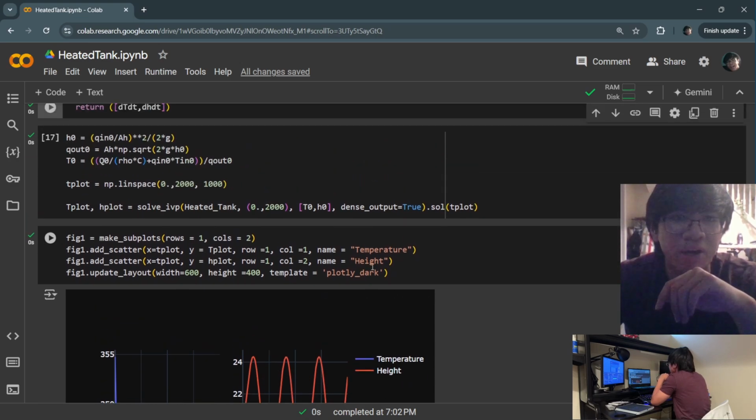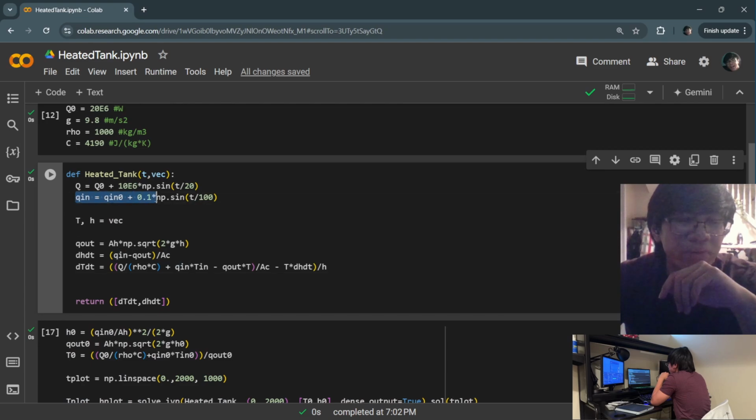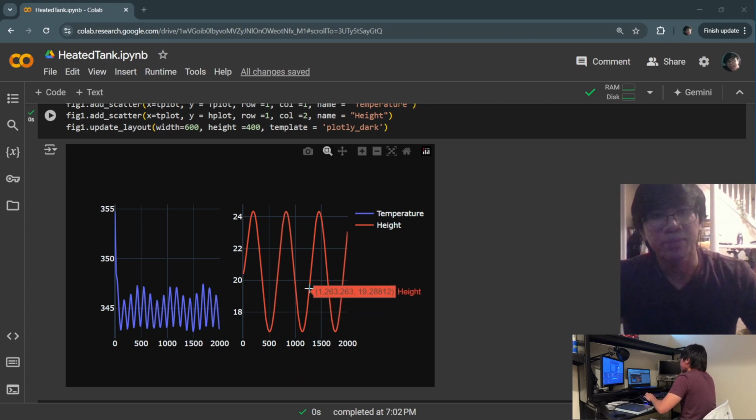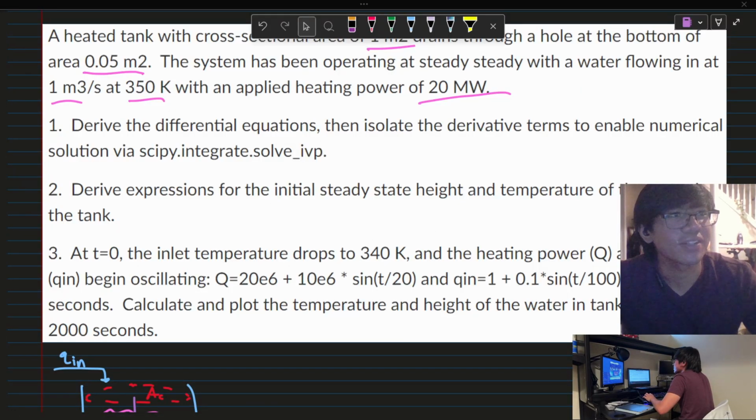And then our height, which was its own function. Remember, it was dependent on our inlet flow. So pretty direct there. Our inlet flow was oscillating, so since our height depends on inlet flow, it's also oscillating. So yeah, I believe that is all of the problem. You kind of get to see all my tabs again.